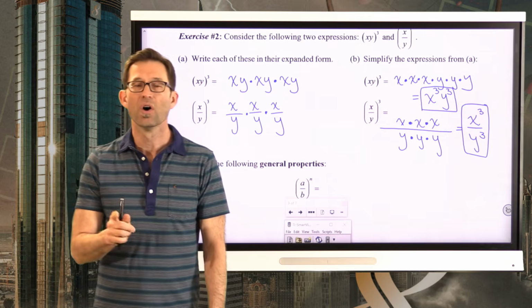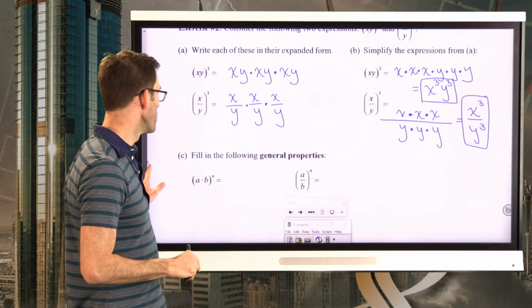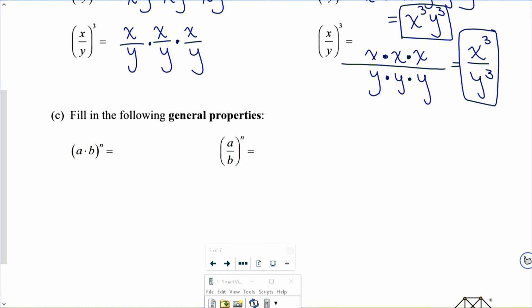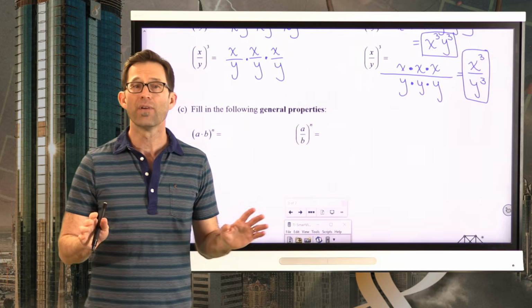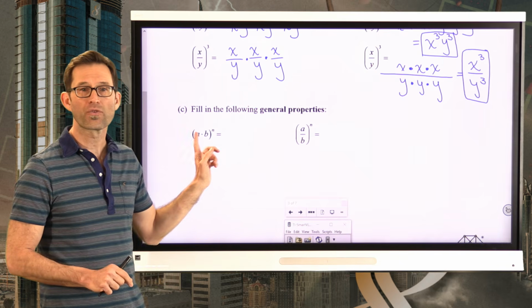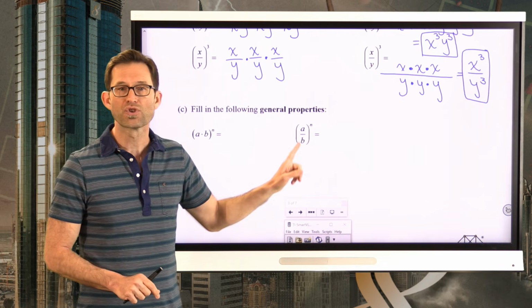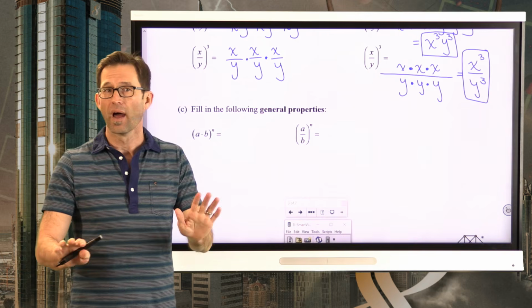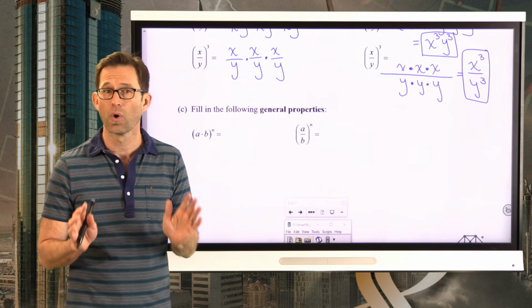Okay, so let's take a look at our exponent properties. Letter C. Fill in the following general properties. a times b raised to the n equals what? And a divided by b raised to the n equals what? Now, I want to be very clear. I've got a product raised to a power and a quotient raised to a power. I don't have a sum or a difference, right? I don't have addition or subtraction, and that's totally different.